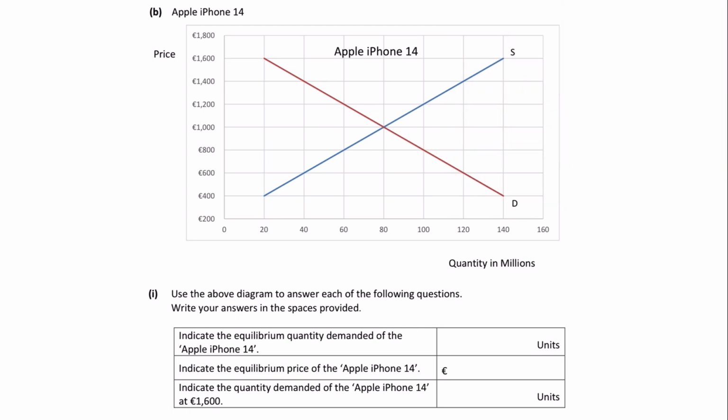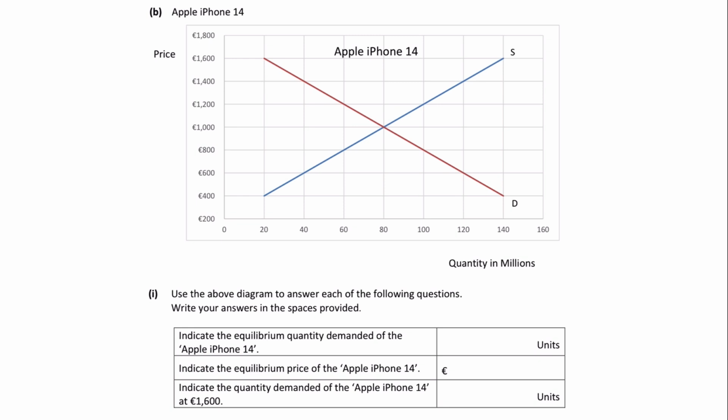You can also see that when Apple could charge €400, they wouldn't supply as many as what they would make if they were getting 1600 for it. So the higher the price, the more that Apple are going to produce, because it makes sense, because they're going to get more profit.